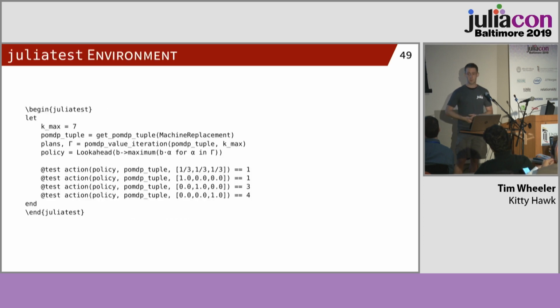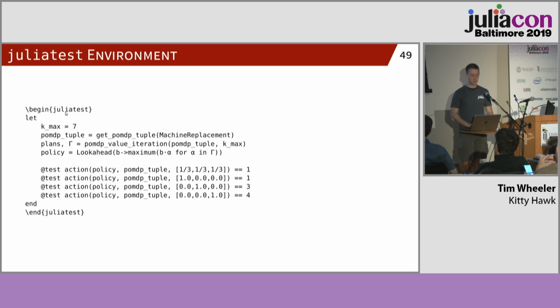So I defined a new Julia environment, Julia test, in which I can write just straight up Julia code. So here, for instance, I can get the POMDP tuple for my machine replacement problem, and then I can run this algorithm, POMDP value iteration, and I can test that I get the actions that I expect for different beliefs. This is straight up Julia code. When I compile my LaTeX document, nothing happens. This is totally ignored.